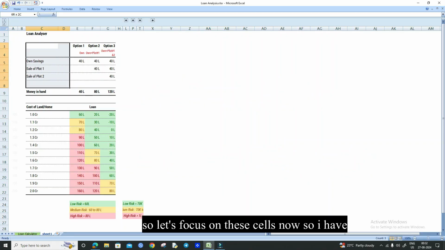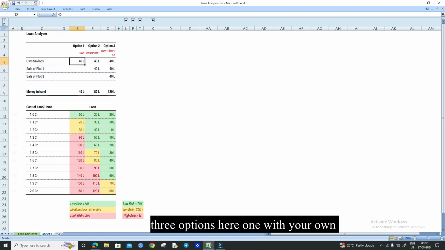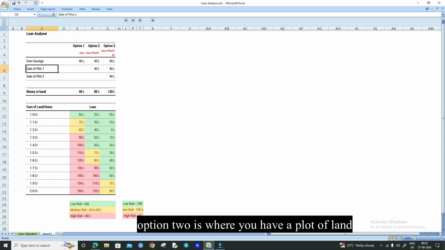So let's focus on these cells now. I have three options here. One, with your own savings. Let's take an example: you have 40 lakhs on your hand, which you want to invest. Option two is where you have a plot of land that you want to sell off. And just for the hypothetical example, I'm considering 40 lakhs here.